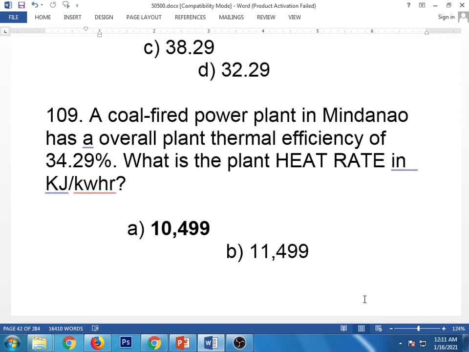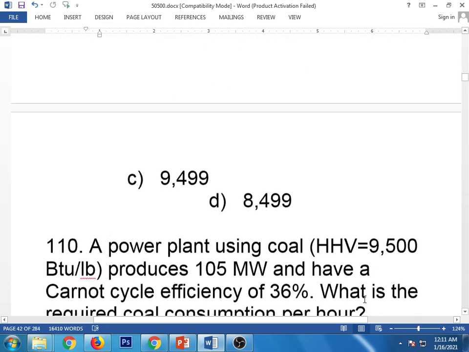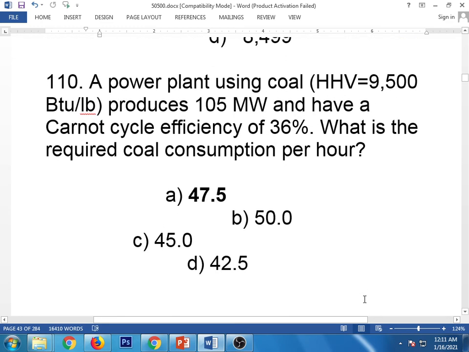A coal-fired power plant in Mindanao has an overall plant thermal efficiency of 34.29%. What is the plant heat rate in kilojoules per kilowatt hour? Answer: 10,499.